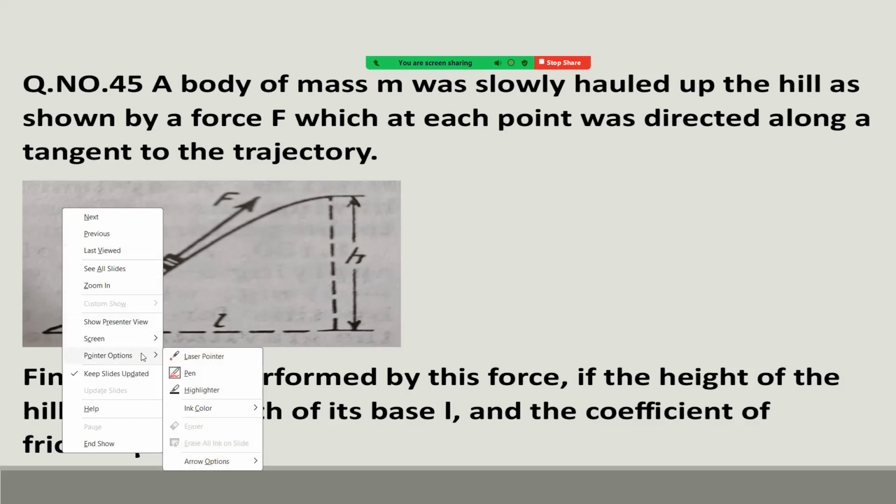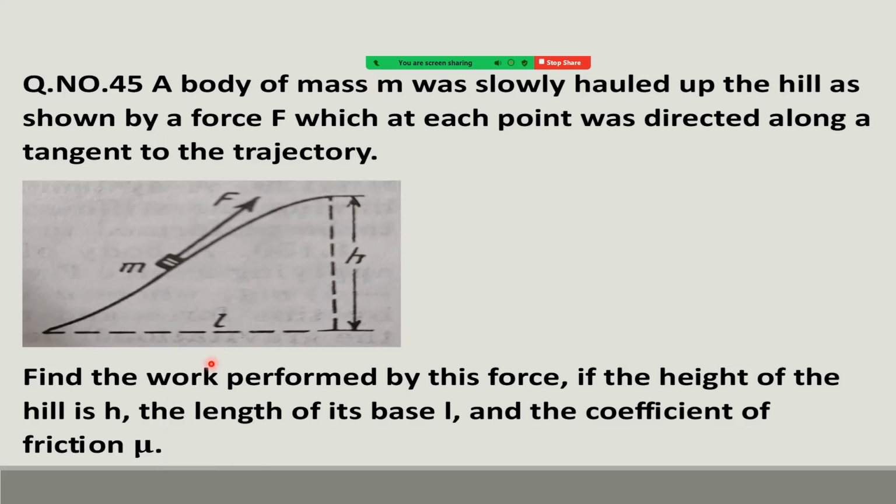See the question given. A body of mass m was slowly hauled up the hill as shown by a force F, which at each point was directed along a tangent to the trajectory. So trajectory means path. Find the work performed by this force if the height of the hill is h, the length of its base l, and the coefficient of friction is mu.